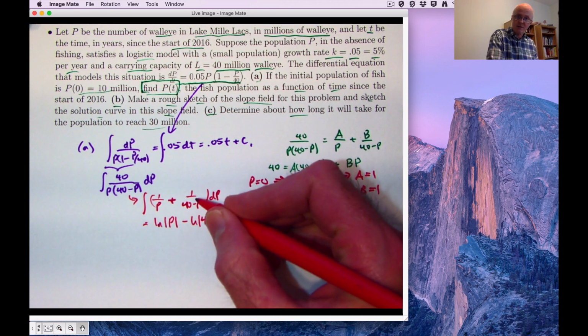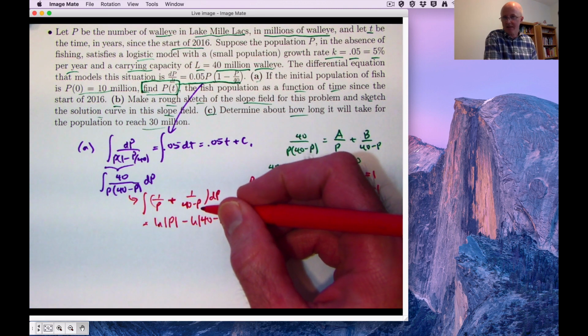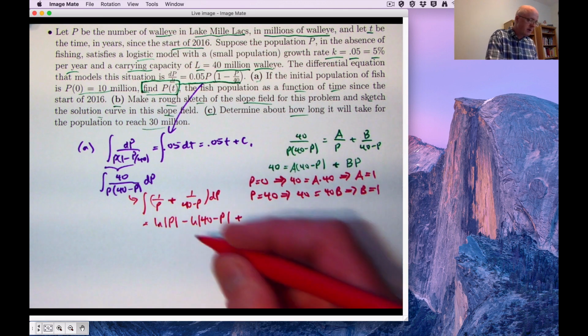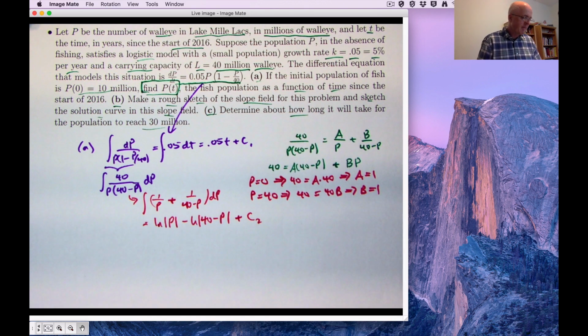You can also do it by substitution, say u equals 40 minus p. du would be the negative dp, so a negative sign would come in either way. I could say this is plus C2. I want that to equal this. I can subtract C2 from both sides.